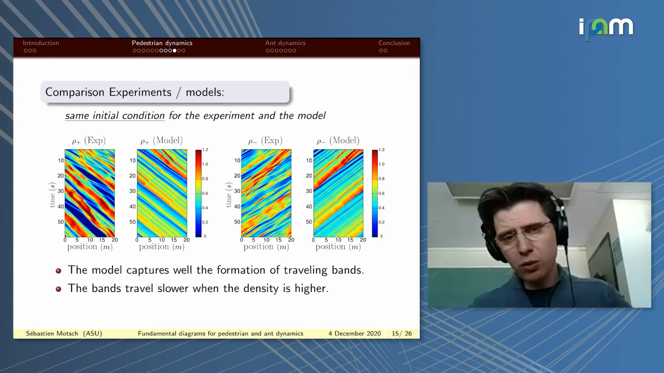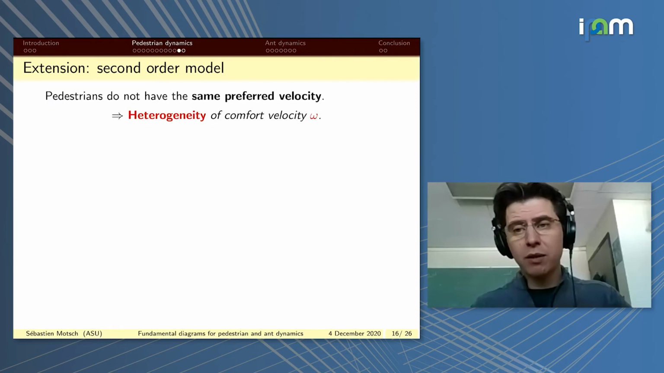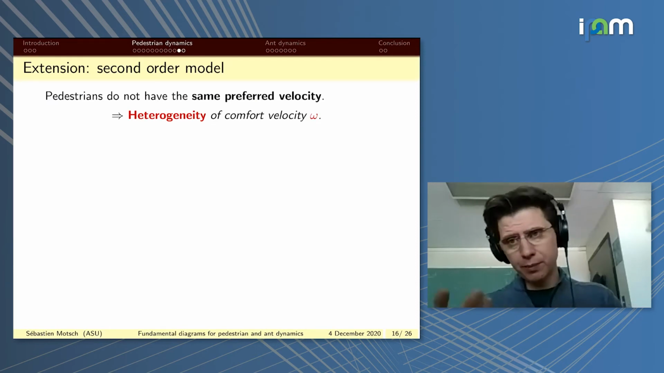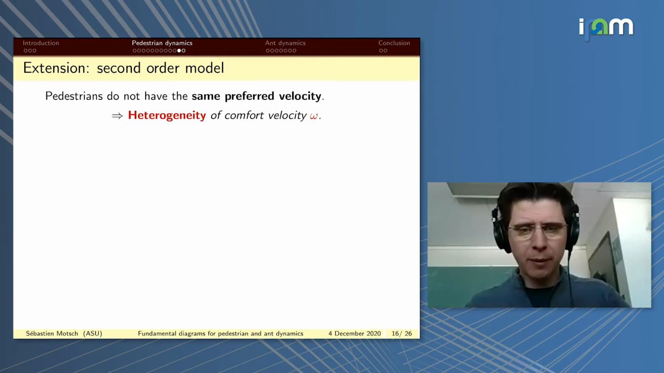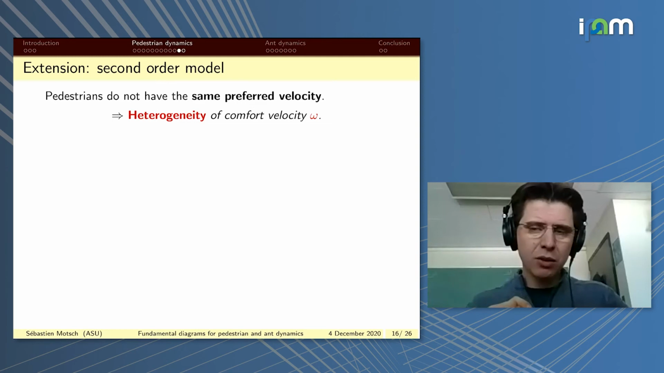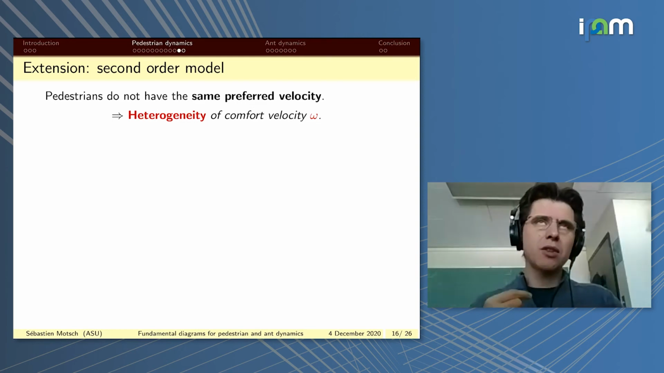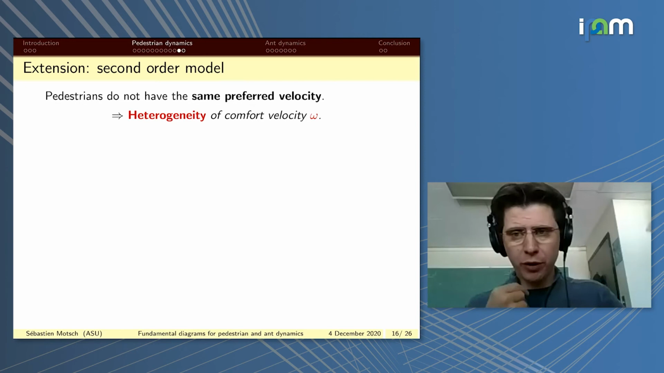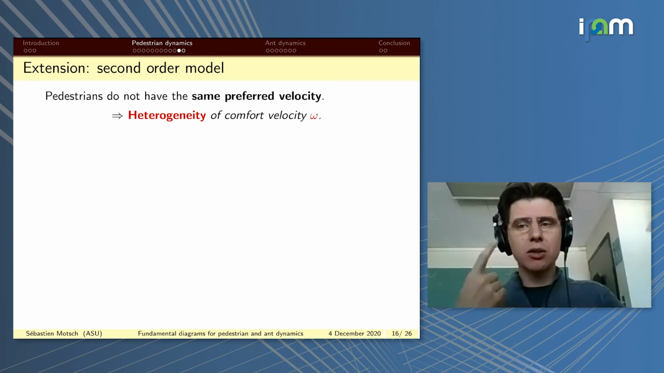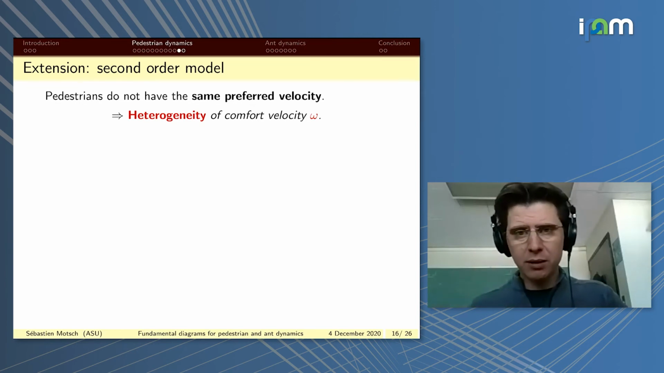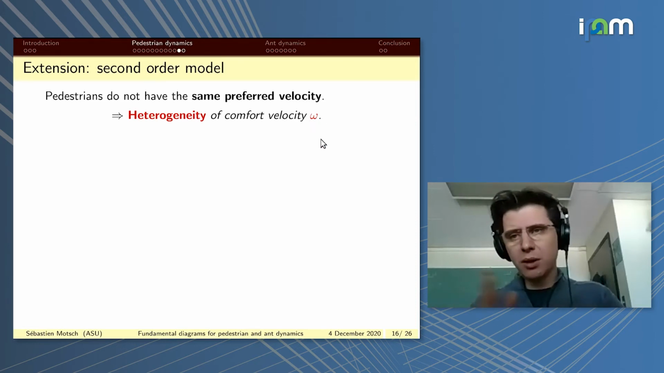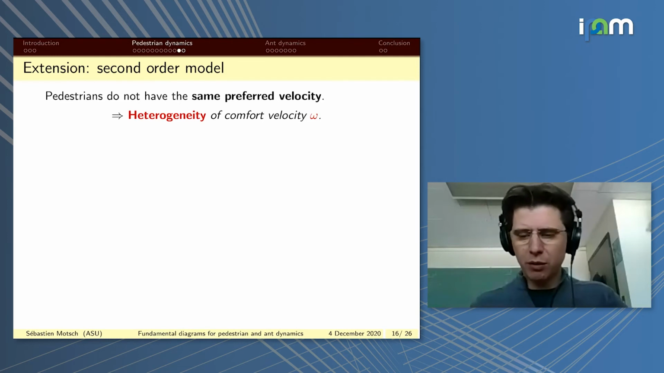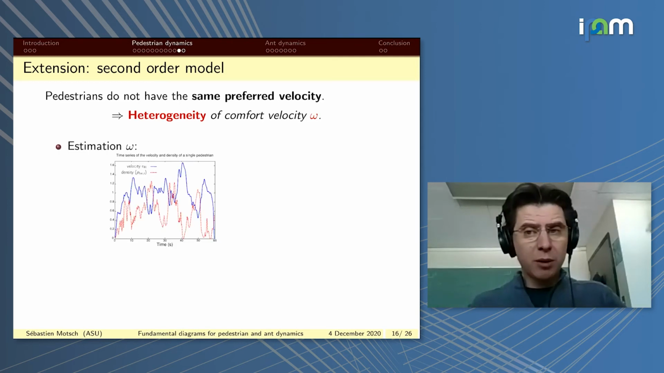So what we try to do is implement more like the ARZ model. Again, I refer to the talk of Rinaldo for that. The key in the second order model is that each individual has their own preferred direction, preferred velocity. So the additional quantity that you need to estimate is this comfort velocity, which is not necessarily the same for everyone. We do not all go with the same speed. But how do we estimate that?